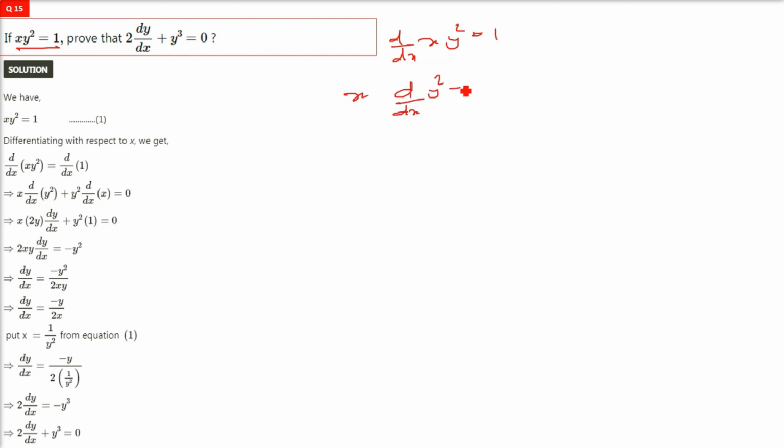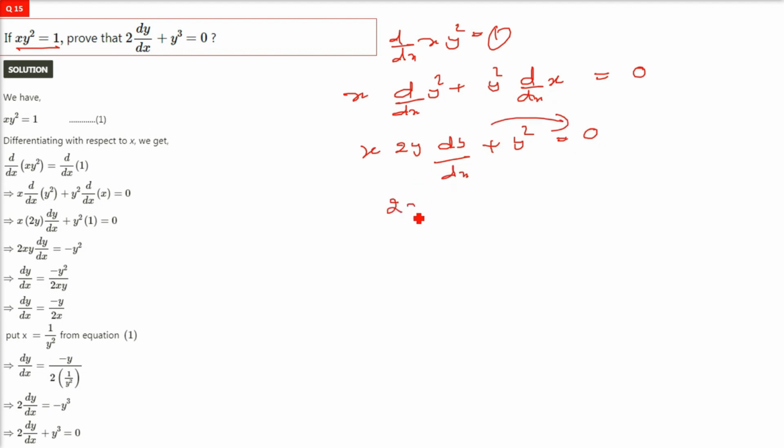So I'm applying the product rule. x d by dx of y square plus y square d by dx of x is equal to d by dx of 1, which is going to be 0. So we have x, d by dx of y square is 2y dy by dx, plus y square d by dx of x is 1. And this is going to be 0. So y square I am taking here, everything on the right. So 2xy dy by dx will be equal to negative y square, and one y you can cancel. dy by dx will be negative y by twice of x.